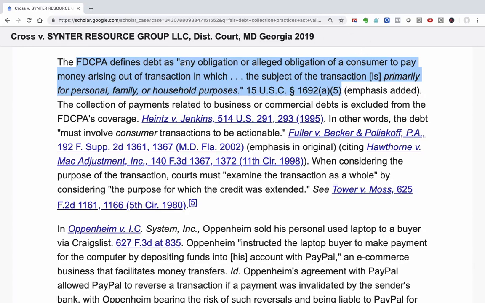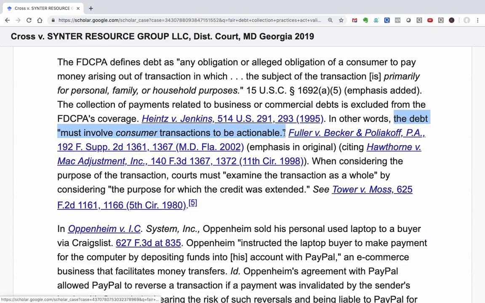So here's the definition. Any obligation or alleged obligation, so you don't have to actually owe it, you just have to have a debt collector say, you owe this debt, and then it's covered. If the subject of the transaction is primarily, not 100%, but primarily for personal, family, or household purposes. Here's another way to say it: if it's related to business or commercial debts, it's excluded. So again, the debt must involve a consumer transaction. You see the court will always go back to the statute and to other cases to get guidance in making a decision.